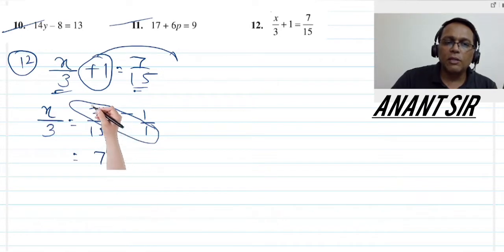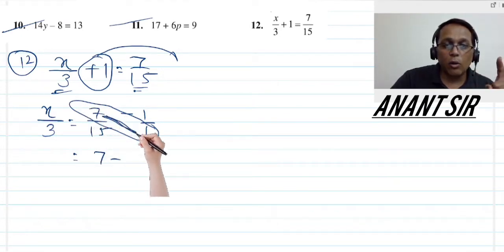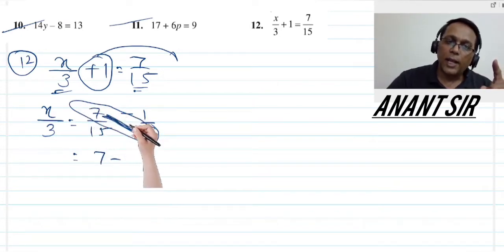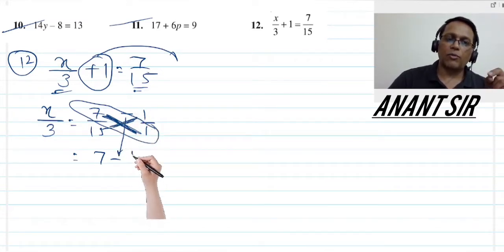Now I am going to do the cross multiplication. 7 ones are 7. First I multiply it like this. Okay. Always remember 7 times 1. Then the sign which is there in the middle. Then multiply it like this. 15 ones are 15.